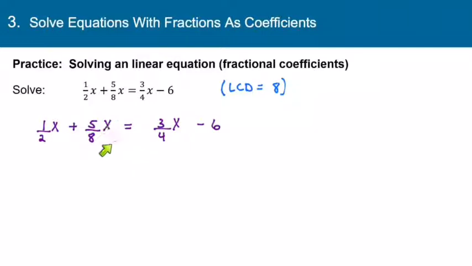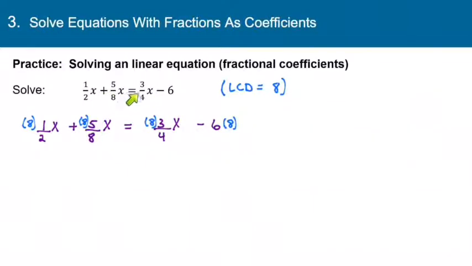Now instead of putting a big pair of parentheses here and then having to have a separate step where we distribute, what I'm going to do is go ahead and distribute the 8 through the left side. So I'll have times 8 here, times 8 here. And then I'm going to distribute the 8 through the right side. So I'll have times 8 here and times 8 here.